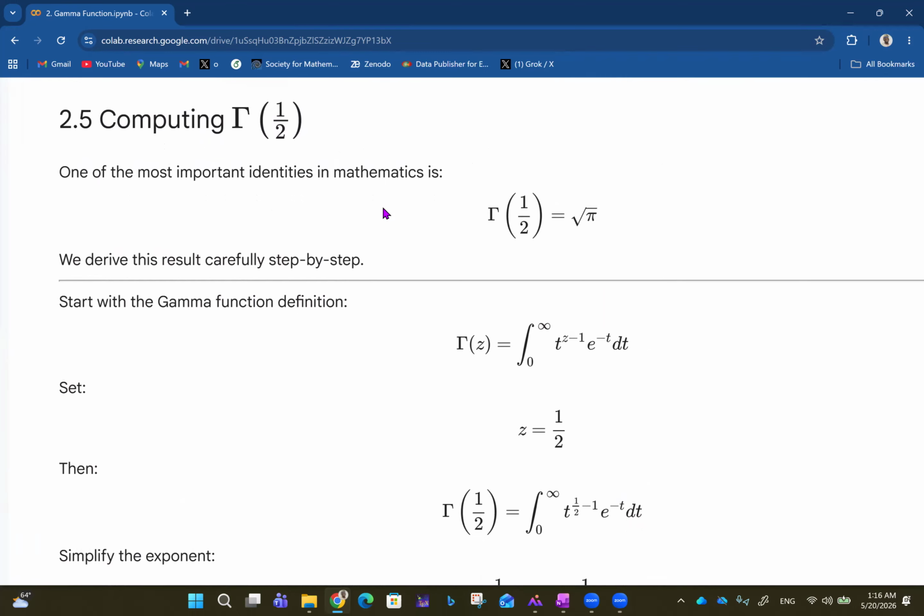One of the most important identities in mathematics is the fact that gamma 1 over 2 is the square root of pi.